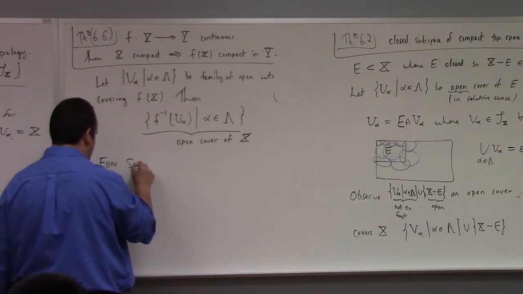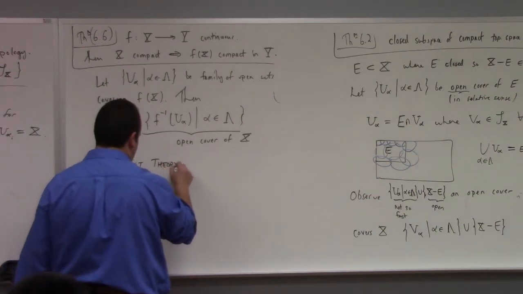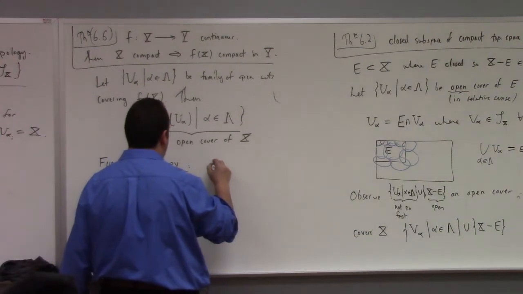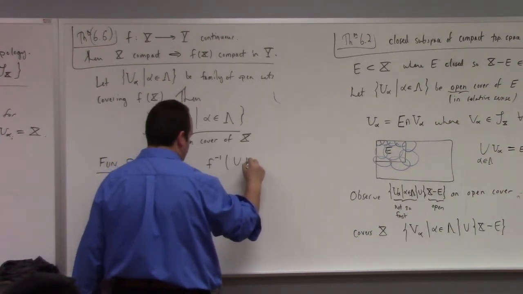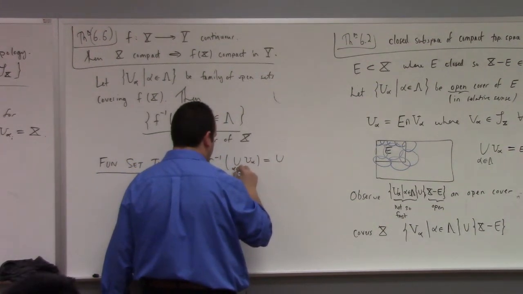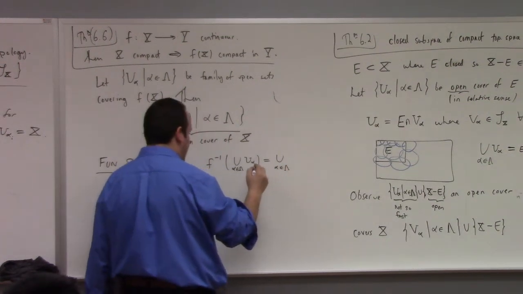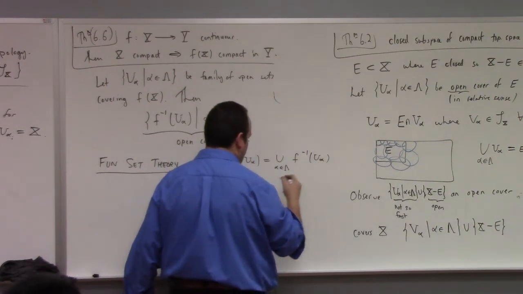Fun set theory reminder, courtesy of King. You said that the inverse image of a union is the union, and that's true for any kind of union, be it finite or infinite, right? Right.